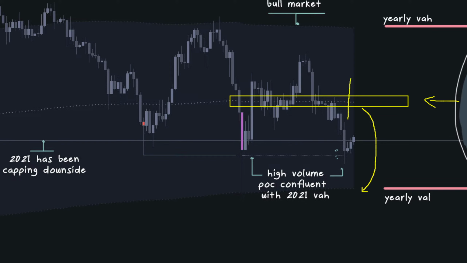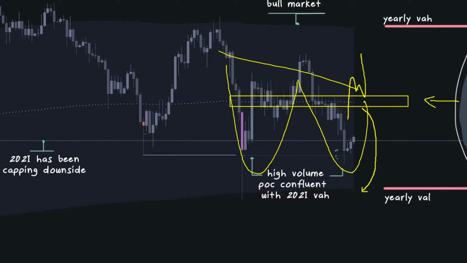Clean break back above, sure. At that point, I'll play this game, right? Towards yearly developing value area high. But just be mindful that while we can play lower time frame rotations, higher time frame in terms of a yearly value is still suggesting that we are rotational and we're trading below yearly VWAP, so it's not the best case in terms of higher time frame longs.